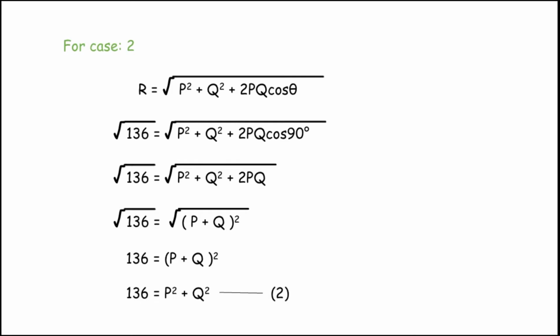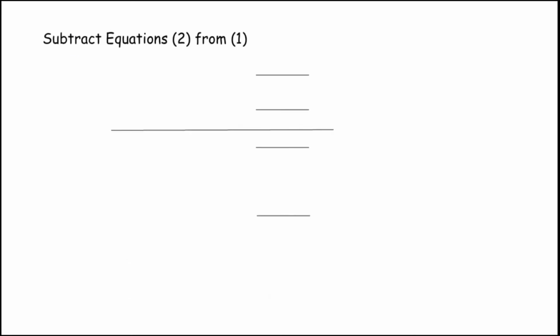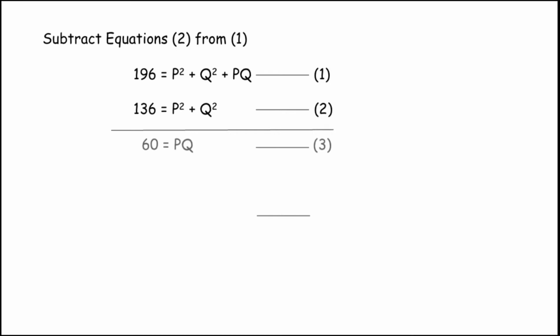And now I subtract equation 2 from 1. The first equation was 196 equal to P square plus Q square plus PQ as we saw before in case 1. In case 2, 136 equal to P square plus Q square as second equation. Now we subtract 2 from 1. So 196 minus 136 is 60. P square is cancelled. Q square also cancelled.